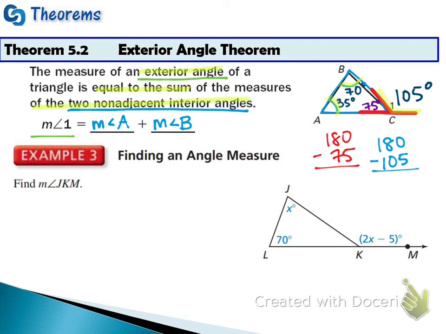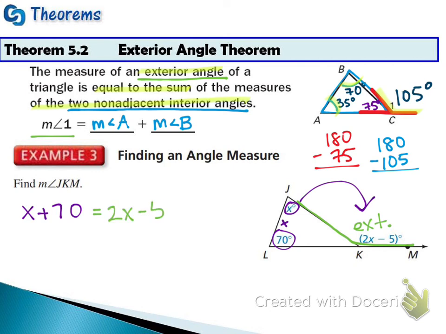All right, so which of these numbers or letters is our exterior angle? Correct. 2x minus 5. This is our exterior angle. What are our two non-adjacent interior angles? X and 70. So guess what? X plus 70 will equal 2x minus 5. X plus 70, or 70 plus x, it's the same thing. Our two non-adjacent interior angles will add up and equal the exterior. So then you just do algebra.